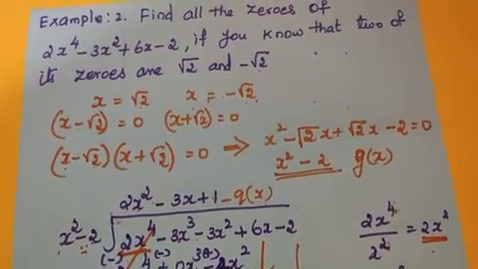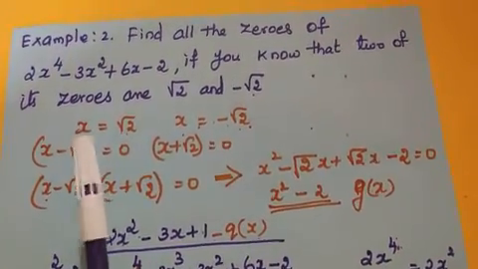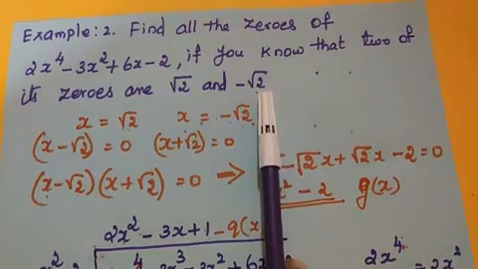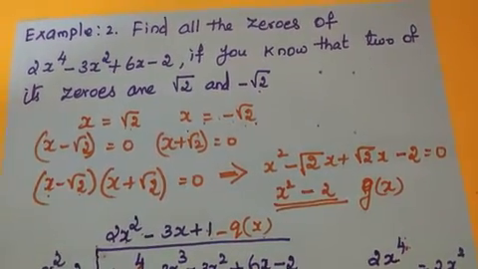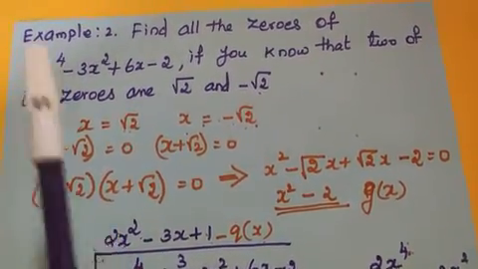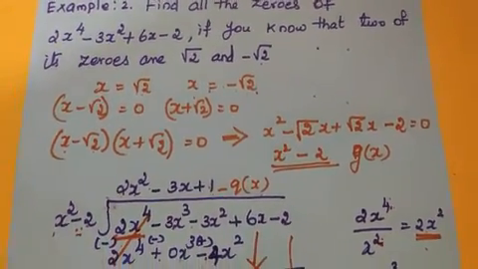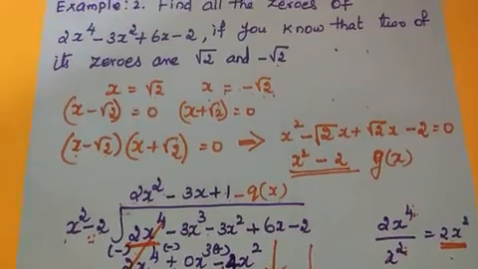Now see how to solve this sum. They already given in the question that root 2 and minus root 2 are the two zeros. And the power, the degree value, is 4. So we have totally 4 zeros here. 2 zeros are given for us and 2 more zeros we have to find out.